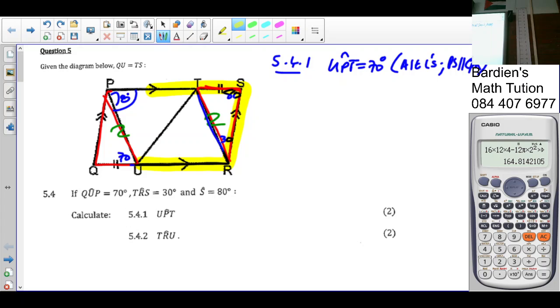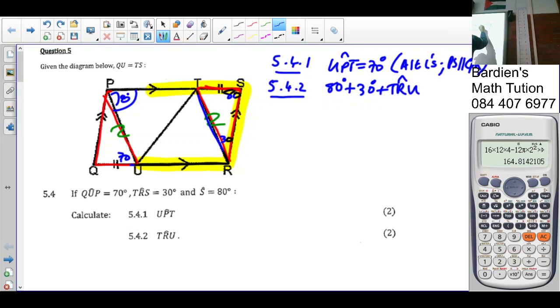Did you see the U there? You all see that, people? The U, co-interior. So it's going to be 80 degrees plus 30 degrees plus that angle in question, which is TRU, which is equal to 180. Why? It's co-interior angles with PS being parallel to QR.